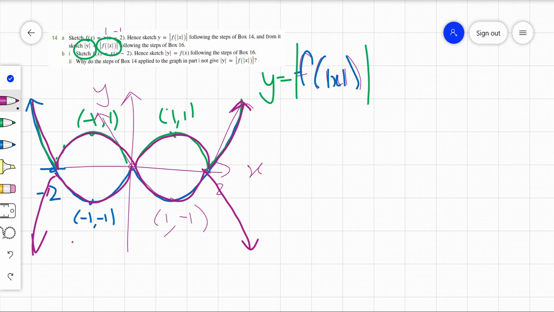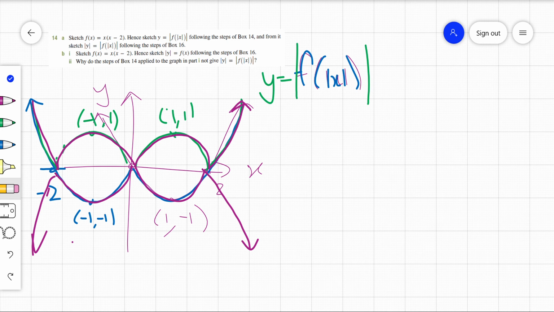Alright, and then it says sketch. What does it say here? So I'm not really doing what it says, because it says hence sketch y equals that, following the steps of box 14, and from it sketch that, following steps of box 16. Alright, so I didn't follow that, but anyway. Now it says do it again, but we're doing it in a different order.